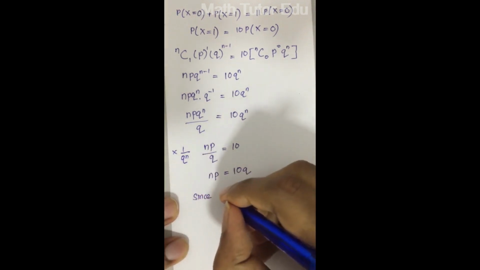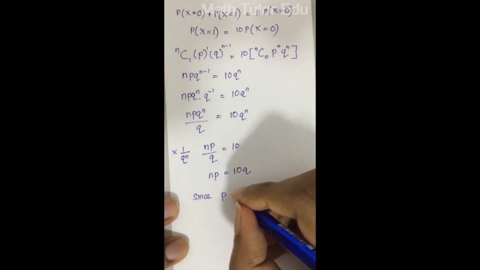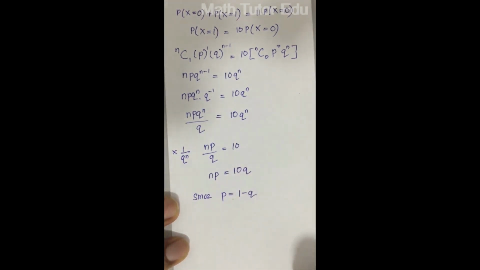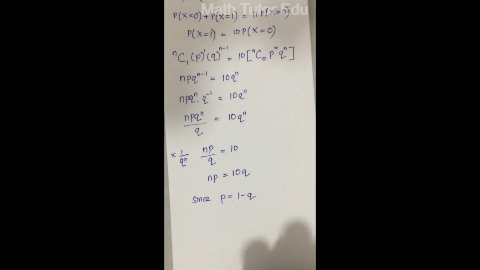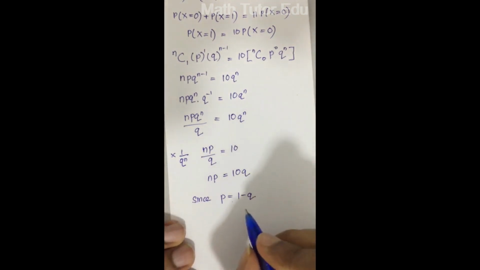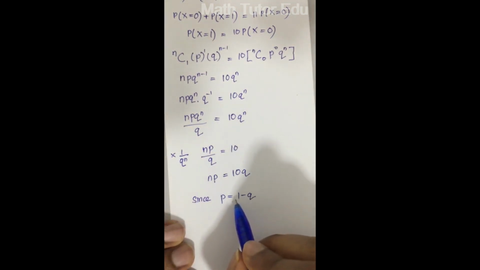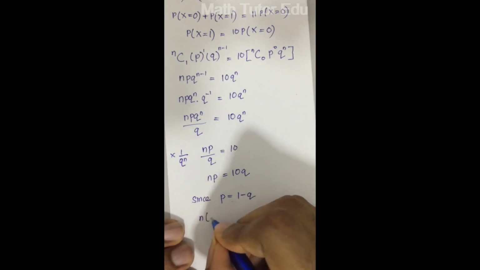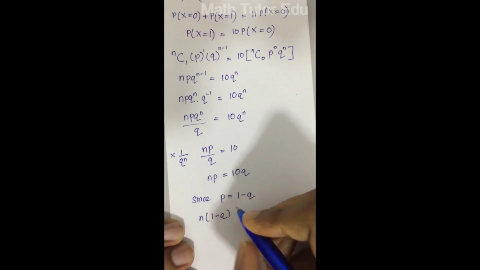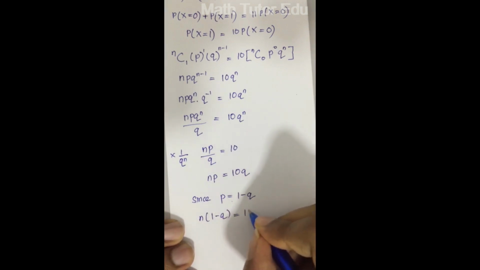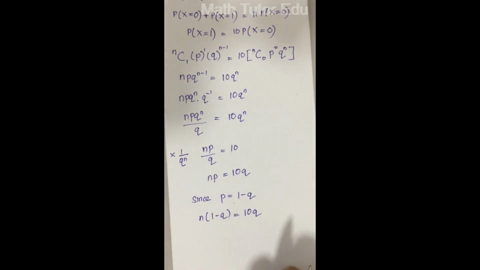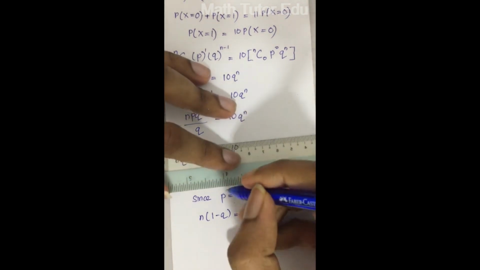Okay, so from here, since probability of success is equals to 1 minus the probability of failure, so this is the main formula, guys. Okay, so from here, this p you can substitute in terms of q, 1 minus q. So from here, n in a bracket 1 minus q is equals to 10q. So you have already got the expression over here. Okay, so let me just box this formula.